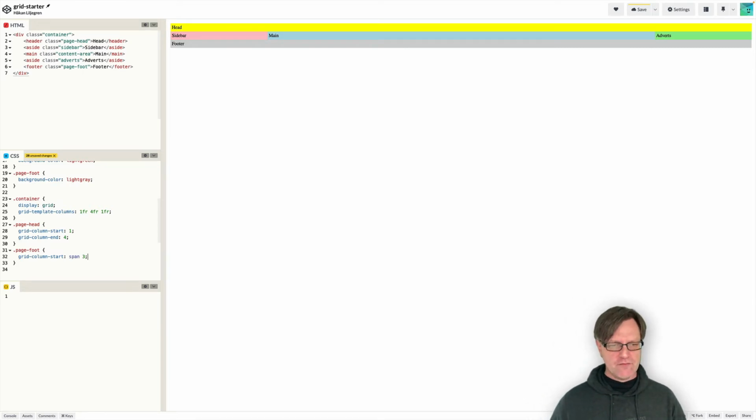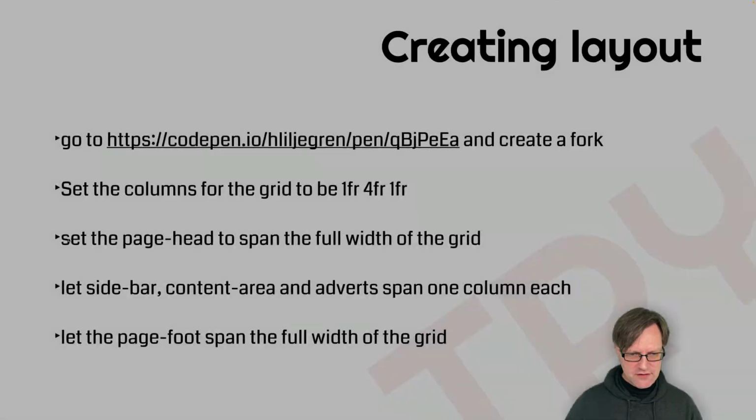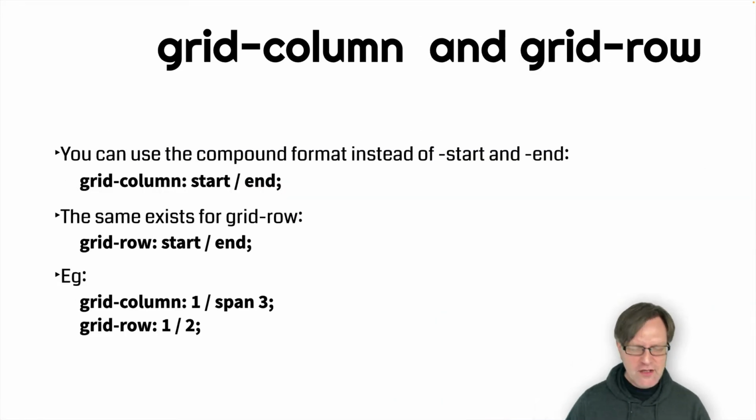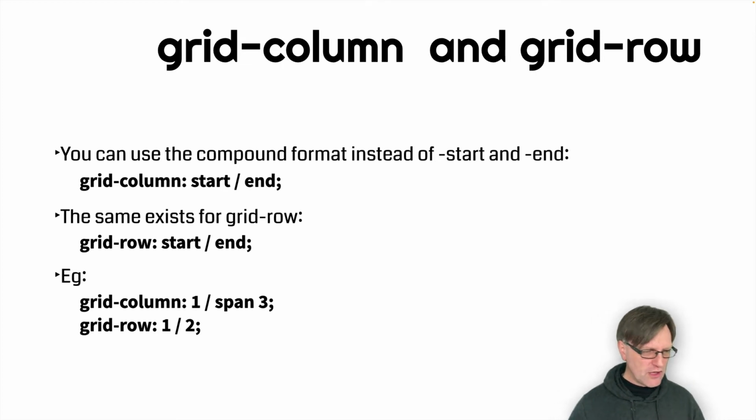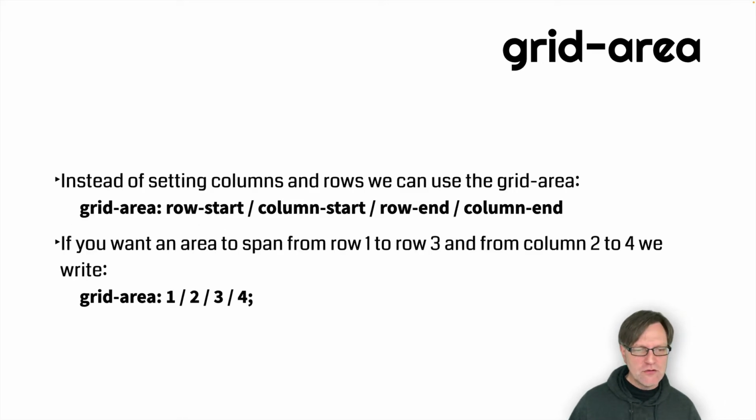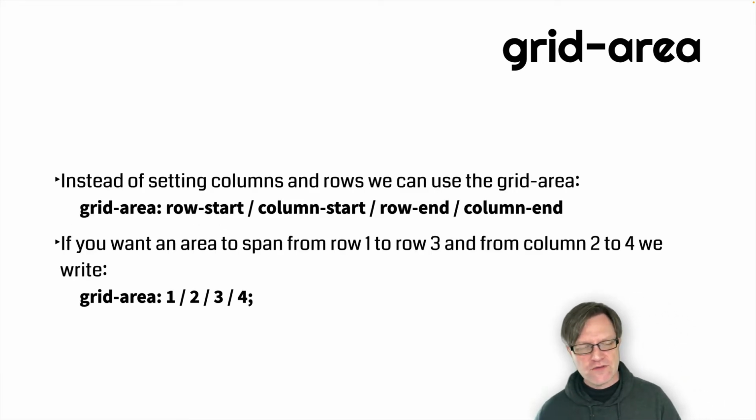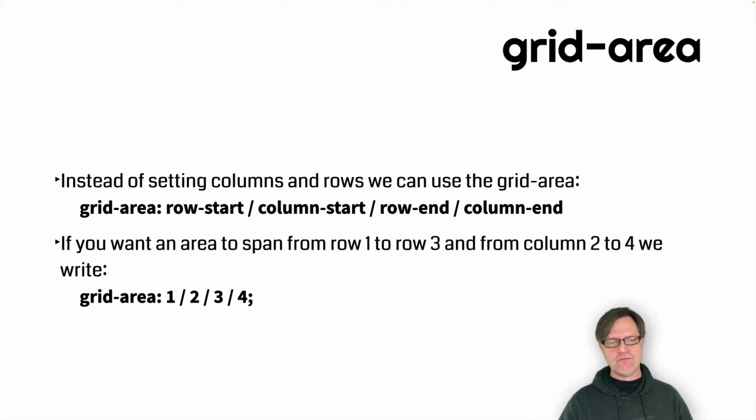So let's continue a little bit here. There is a short form for this also. You can just write grid column and grid row, and then you write start/end. So you can write it in a little bit more compound form. And then we can also combine the row and column into a grid area. Instead, if you would like anything to span more than 1 row, then you can use a grid area instead.